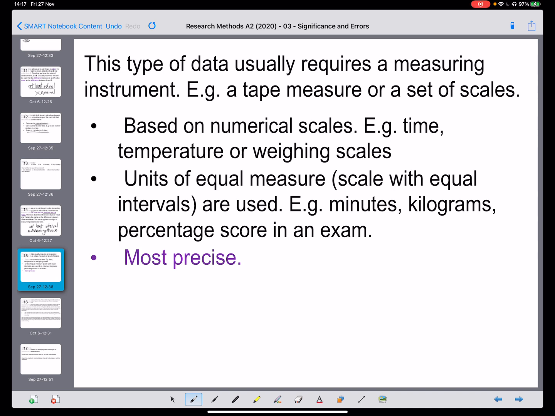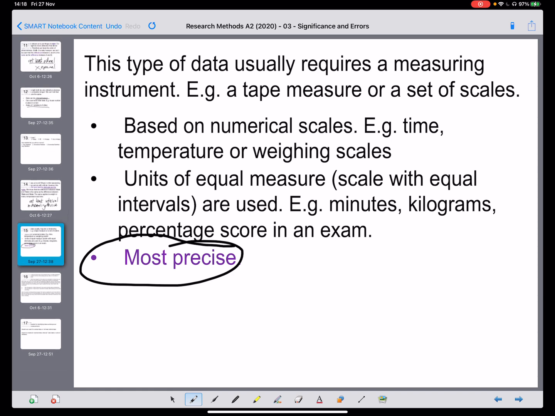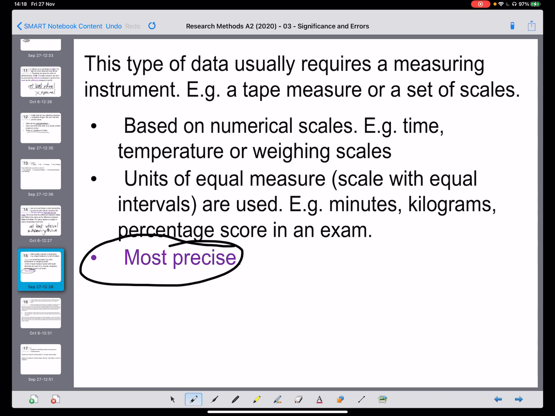So anything to do with a scale is going to be there. So temperature, weighing scales, anything to do with time, often minutes, anything to do with kilograms, percentages, all of them. And we find that this is the most precise. So, for example, going back to my wonderful race that I would have had with Usain Bolt, you can measure him at his 10 second 100 meters and my 100-second 100 meters. And you can say, well, he is 10 times quicker than me. And we can work those types of things out.